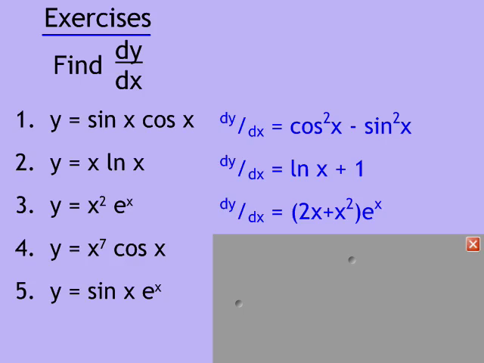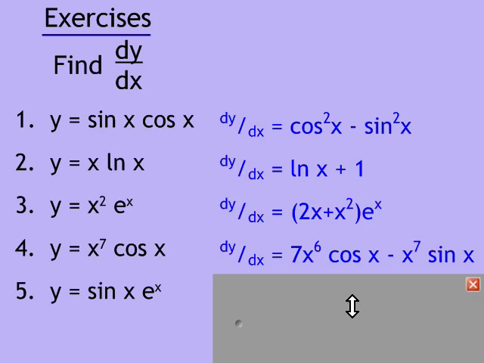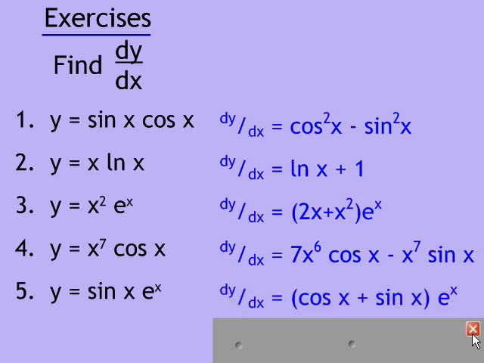also fine. It'll turn out later, when we're using this, that if you're finding a stationary point, you want to solve dy by dx equals 0. And it's much easier to solve that sort of problem factorised rather than just written out. Okay, the fourth one comes out as 7x to the 6 cos x minus x to the 7 sin x. And the fifth one comes out as (cos x plus sin x) times e to the x, or as you probably wrote it, cos x e to the x plus sin x e to the x.